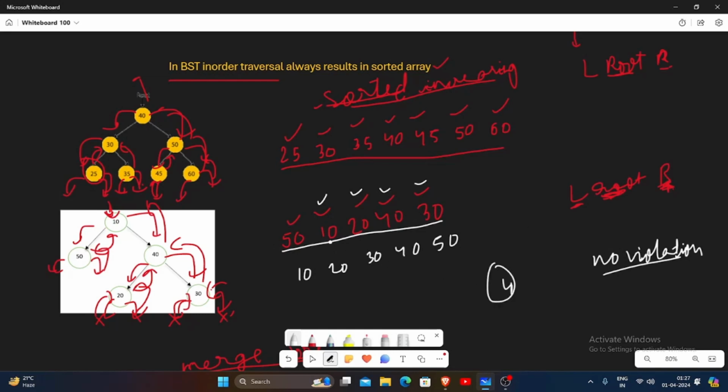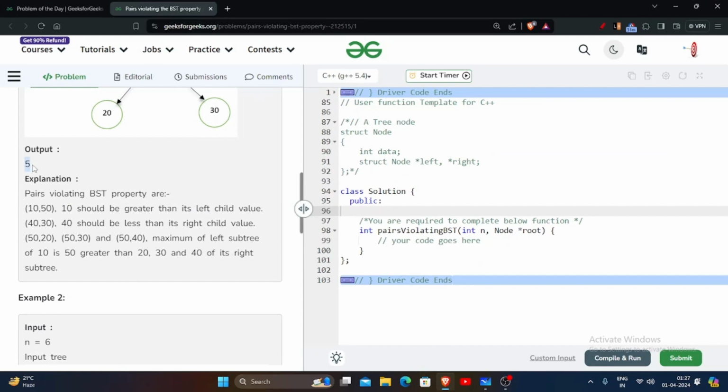When I came to 10, 10 is in the right position, because it is less than 20, less than 40, and less than 30. For 10 we have 0. For 20 also it's fine, because 40 is fine, and 30 also is greater. We came to 40. For 40, 30 is a violation. Why? Because 30 has to be before 40. So 1. And for 30, there are no elements, so 0. So 4 plus 1, 5. Actually, our answer was also 5.